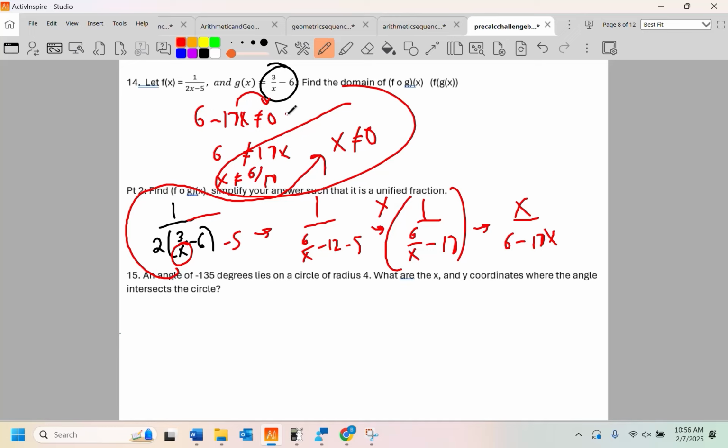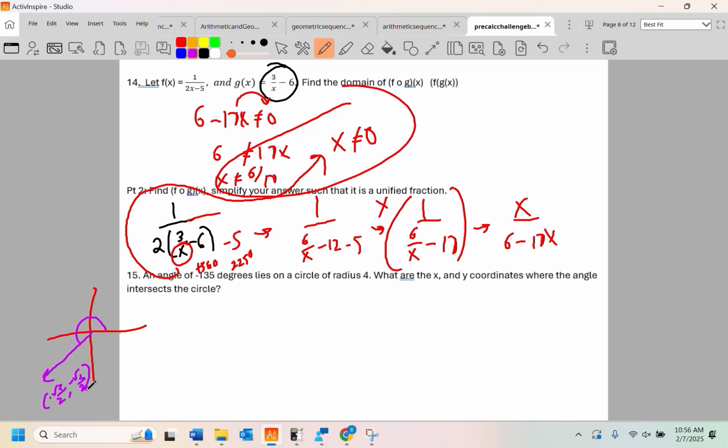An angle of negative 135 degrees lies on a circle of radius 4. What are the x and y coordinates where the angle intersects the circle? Negative 135 degrees. So you guys were taught to add 360. That's how I taught you all this year. That is equivalent to a 225 degree angle of rotation. A 225 degree angle of rotation is going to stop right there on your unit circle, and is going to have the ordered pair negative root 2 over 2, negative root 2 over 2.